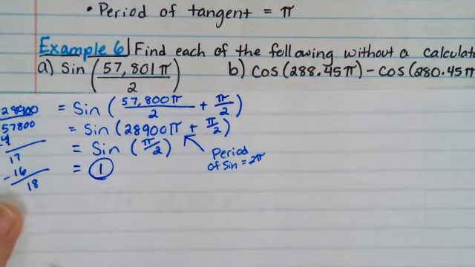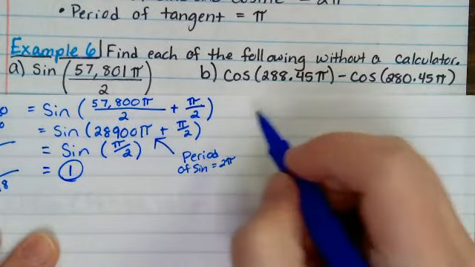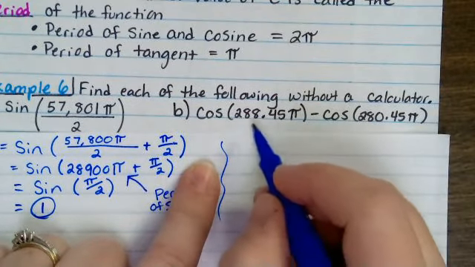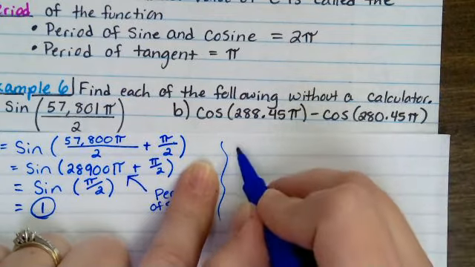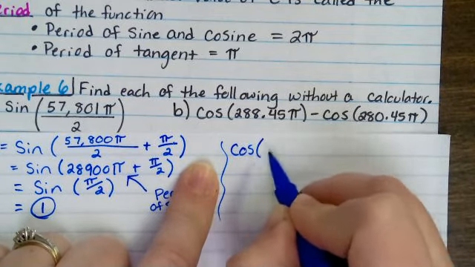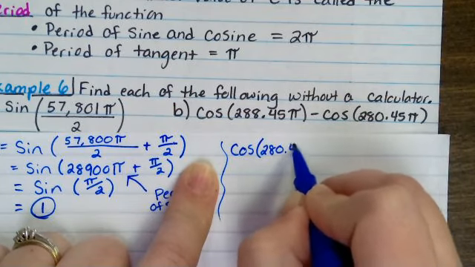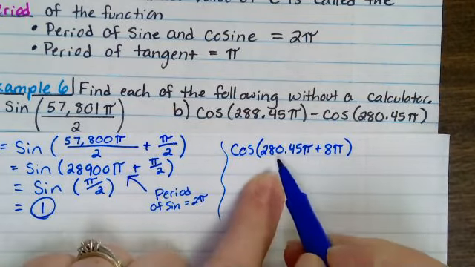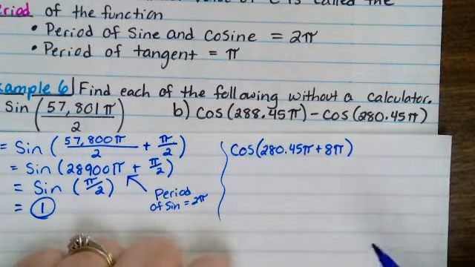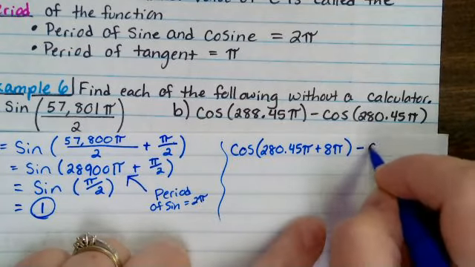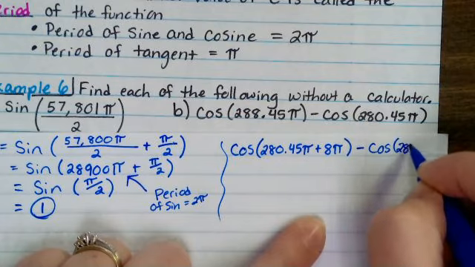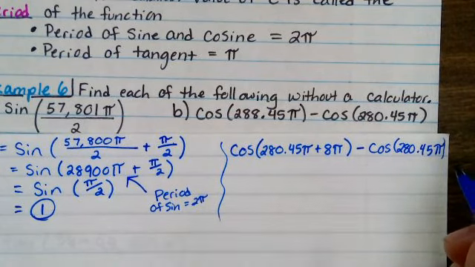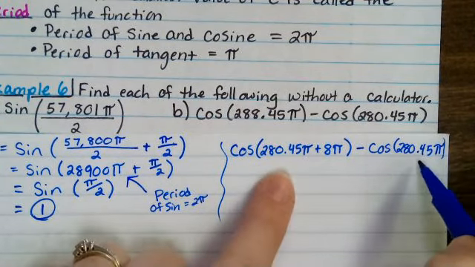Let's try another one. Cosine. This one's a little bit weird, but it's okay. We can manage. I'm going to rewrite some of this. You see how close these numbers are to each other? I'm going to rewrite this as cosine of 280.45 pi plus 8 pi, because this plus 8 pi gives me 288.45 pi. Let's subtract this other one, 280.45 pi. Now they're looking even more alike than they did before, right? Because they both have the 280.45 pi.